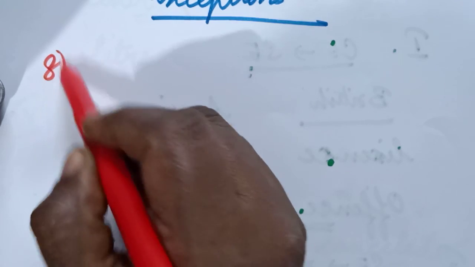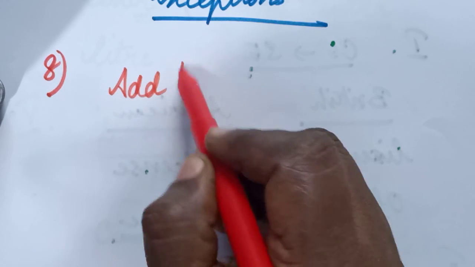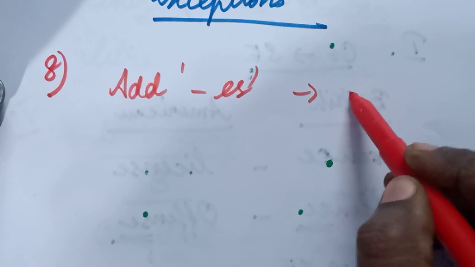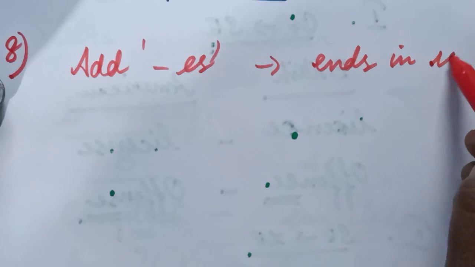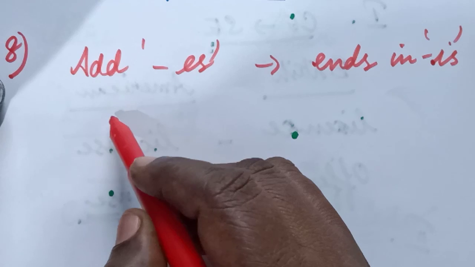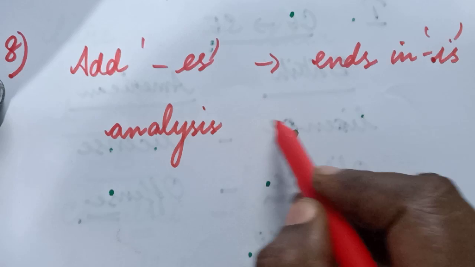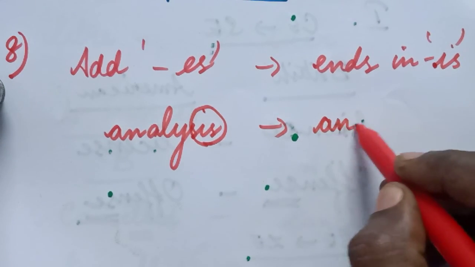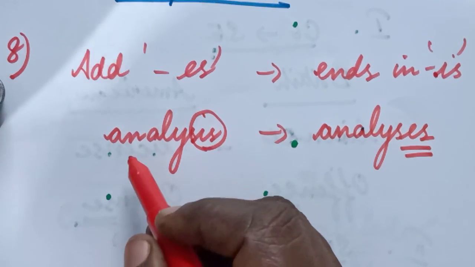Next is your rule number 8. Rule number 8 is add ES if the noun ends in IS. If the noun ends in IS, you are going to add ES. For example, analysis. It ends in IS, correct? So what we have to do? We are going to change it to ES. This is the plural form of analysis.